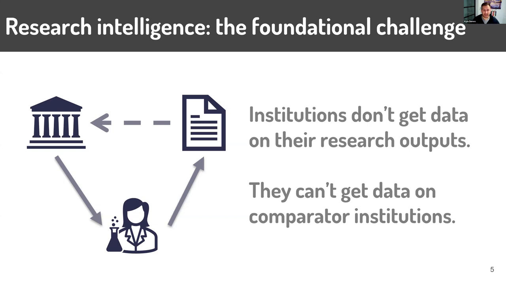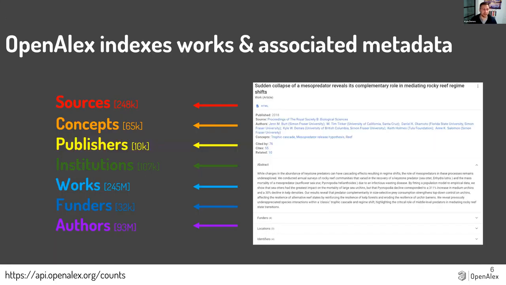And that's where OpenAlex comes in. It's a really large-scale database that indexes works. So currently there's 245 million academic works in the database, and metadata about them that we're scraping from these entries to be able to get information on who the authors are, what the affiliations are, where they're publishing, that type of work, who funded it.